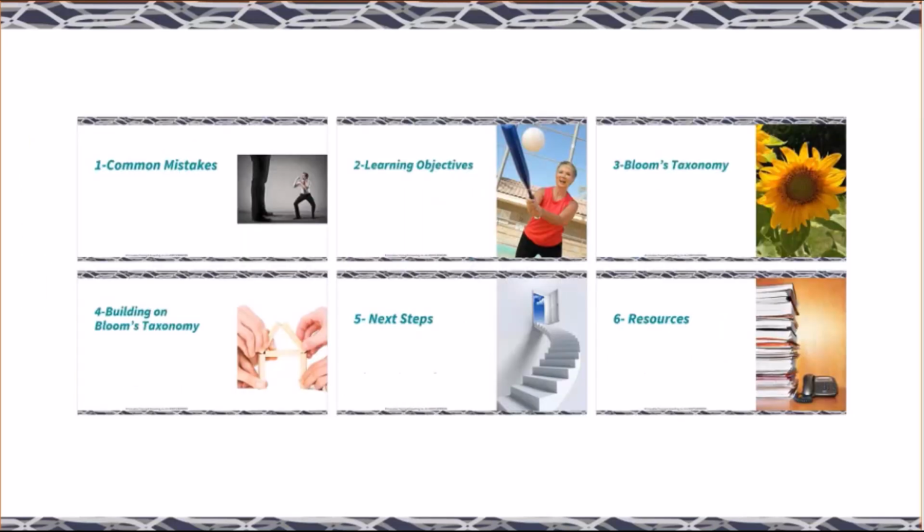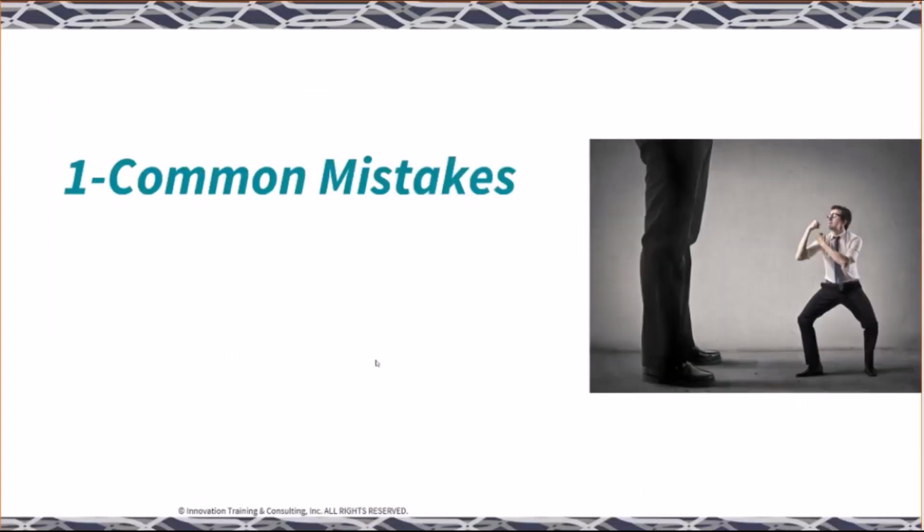And so I've broken it out into 6 different sections. We'll look at some common mistakes right off the bat, identify what a learning objective is so you can recognize that, then Bloom's Taxonomy, what it is, and how it's been expanded since the original work, some next steps for you, and then a list of resources that hopefully would be helpful to you after this webinar.